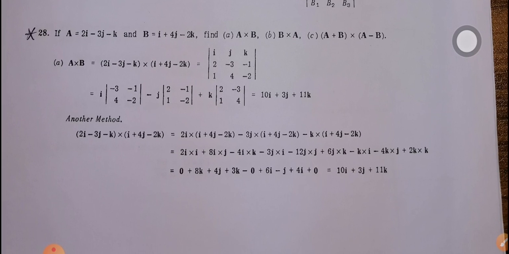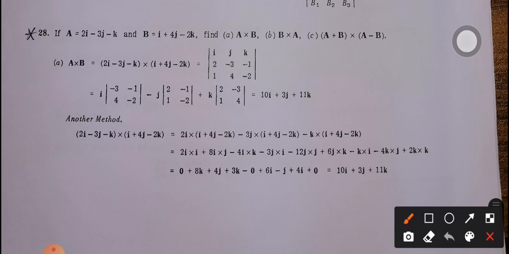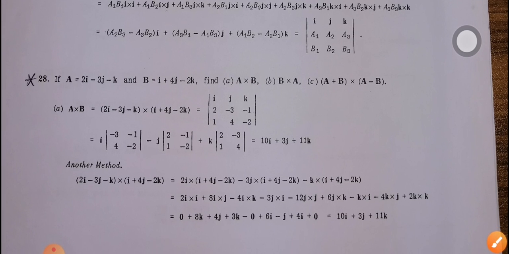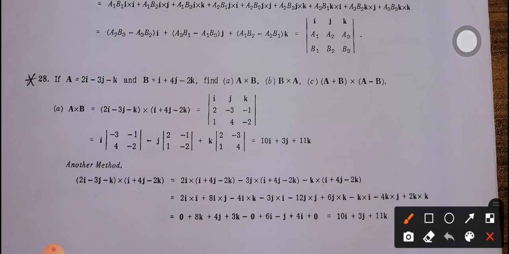We are given the two vectors a and b, and we have to find out a cross b, b cross a, and a plus b cross a minus b. So for a cross b, we have discussed that we can find out a cross b if we are given the components by solving the determinant. So we are just solving it with the help of this determinant.